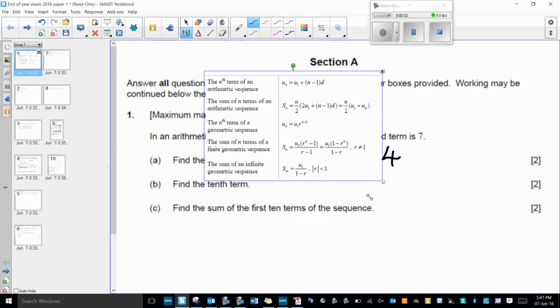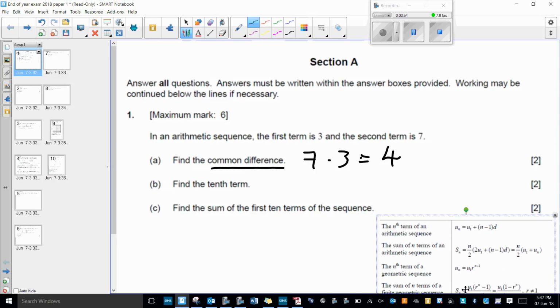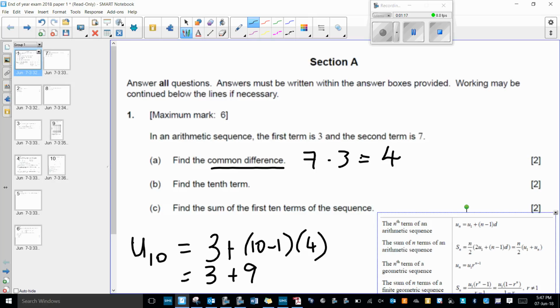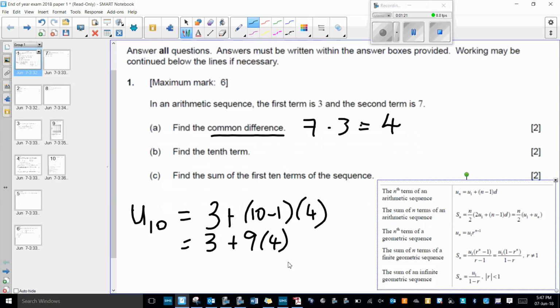Okay, so if we're trying to find the 10th term of an arithmetic sequence, we're looking at this formula here. So we know that U10 is going to be U1, which is 3, plus 10 minus 1 multiplied by 4. 3 plus 9 multiplied by 4, which is 39.